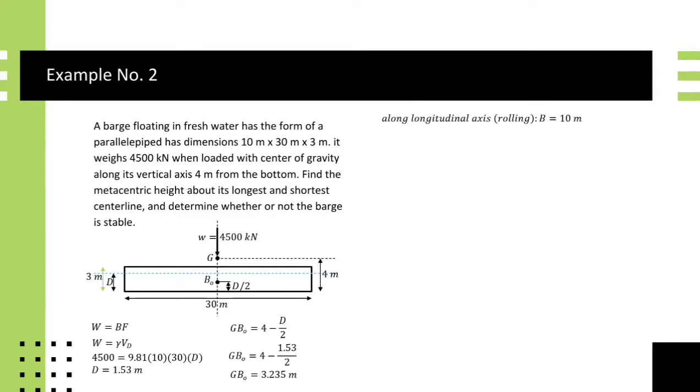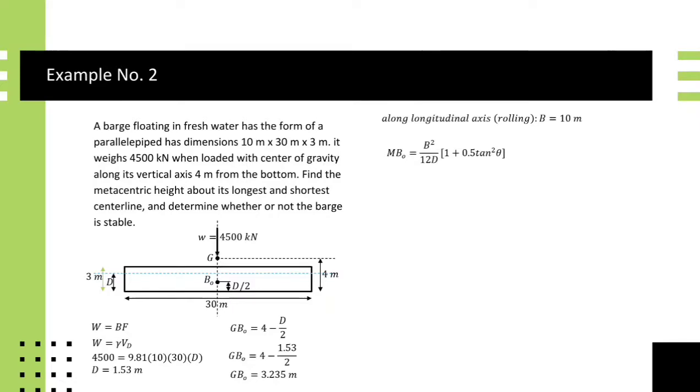So, ilagay muna natin kasi dalawa yung hinahanap dyan, diba? Find the metacentric height about its longest and shortest center line and determine whether or not the barge is stable from each situation. So, along the longitudinal axis, along the rolling side, the shortest center line, B is equal to 10. Ang base natin is equal to 10. And MBO will be equal to B squared over 12D times 1 plus 0.5 tangent square theta.